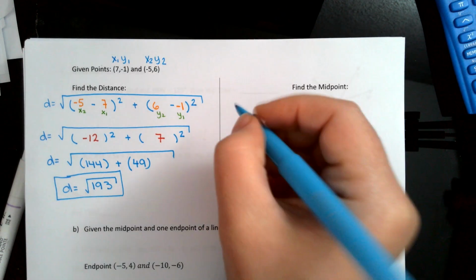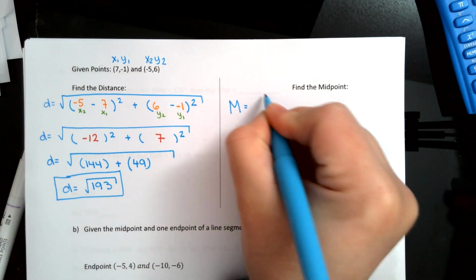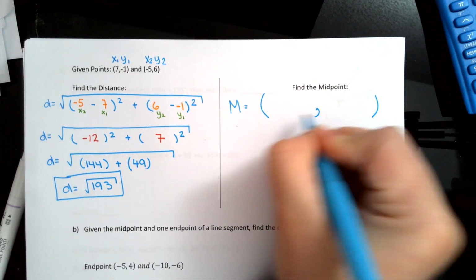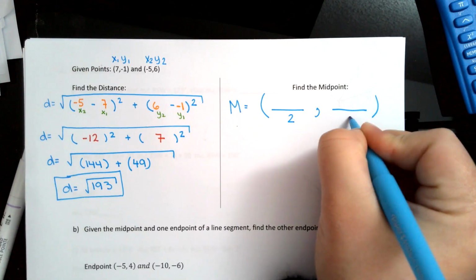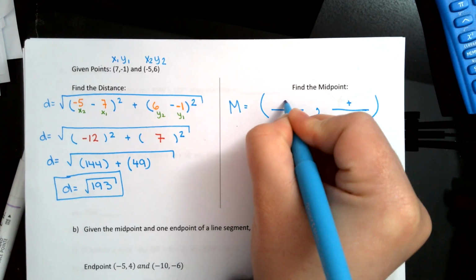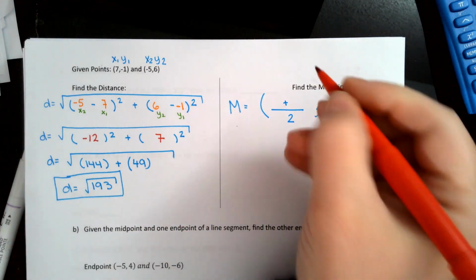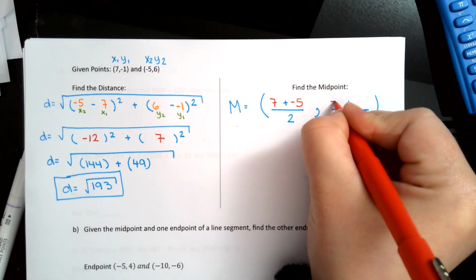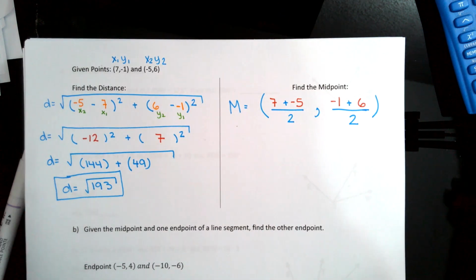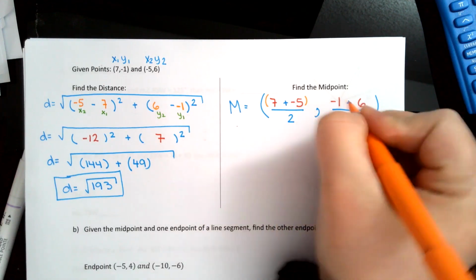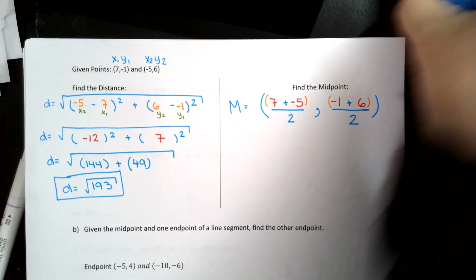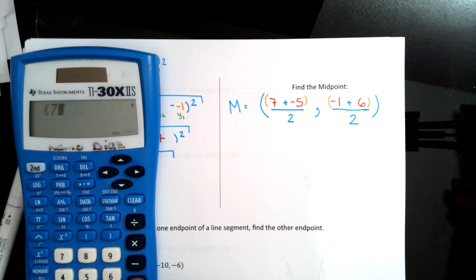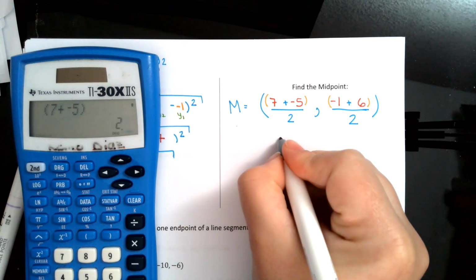Okay, moving on to the midpoint. Big capital M, big parentheses, big comma in the middle, and a big 2 in the denominators. We're going to be adding our x's and adding our y's. So our x's, 7 and -5, our y's, -1 and 6. Again, if you are typing this into the calculator, make sure you have parentheses for your numerator. We get open 7 and -5, close it. We get a positive 2 here.